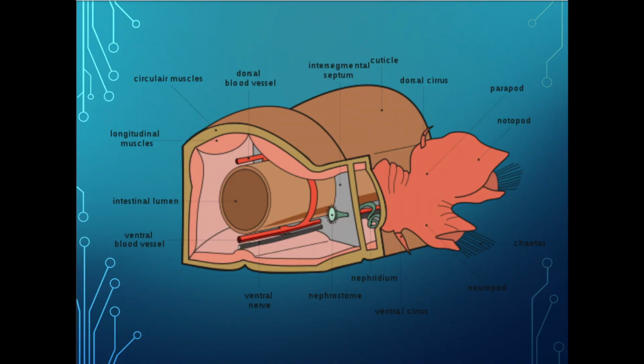Now, the covering on these annelids is made out of cuticles. So if you look at your finger, that little piece of skin at the top of your nail that meets between your nail and your finger, that's the cuticle. And your annelids are covered with a cuticle-like covering.